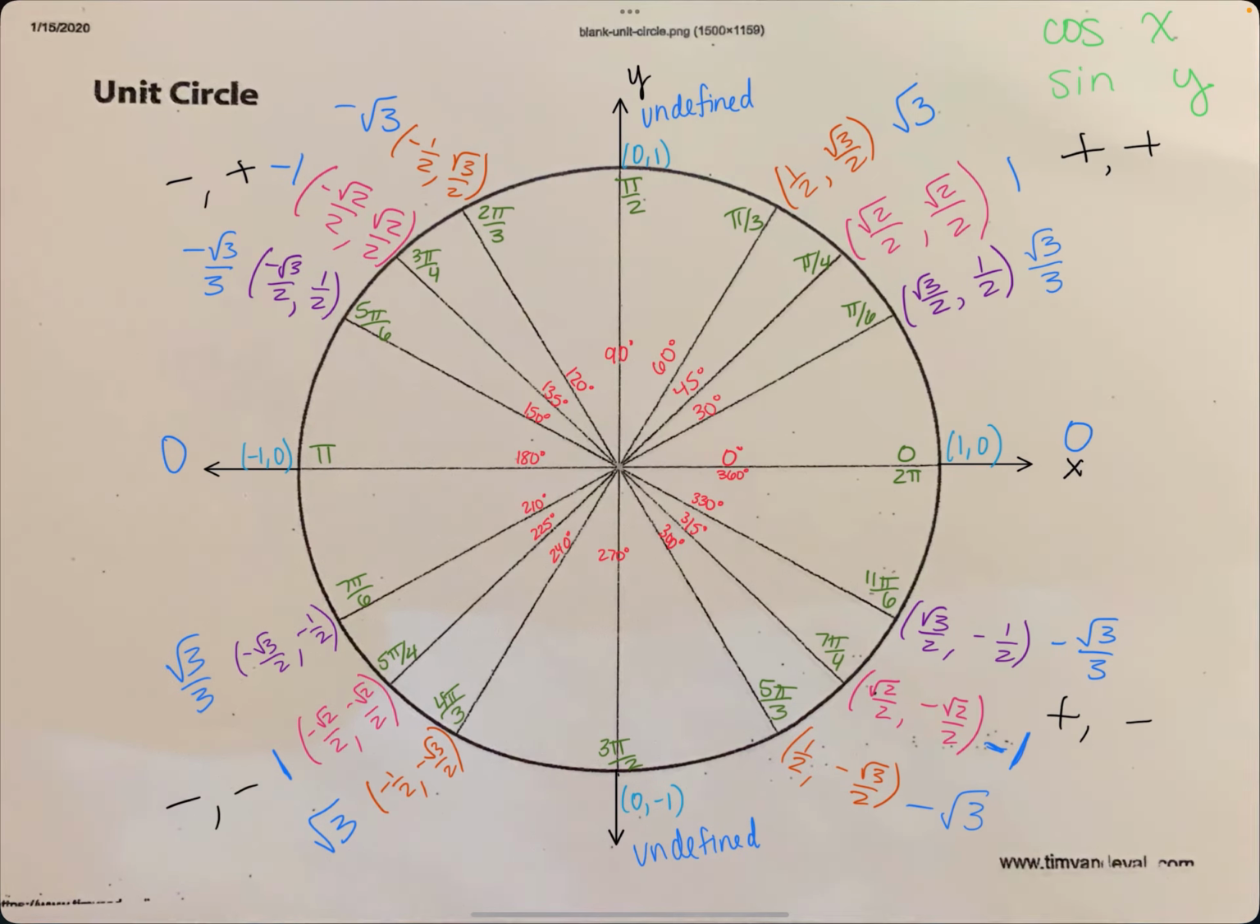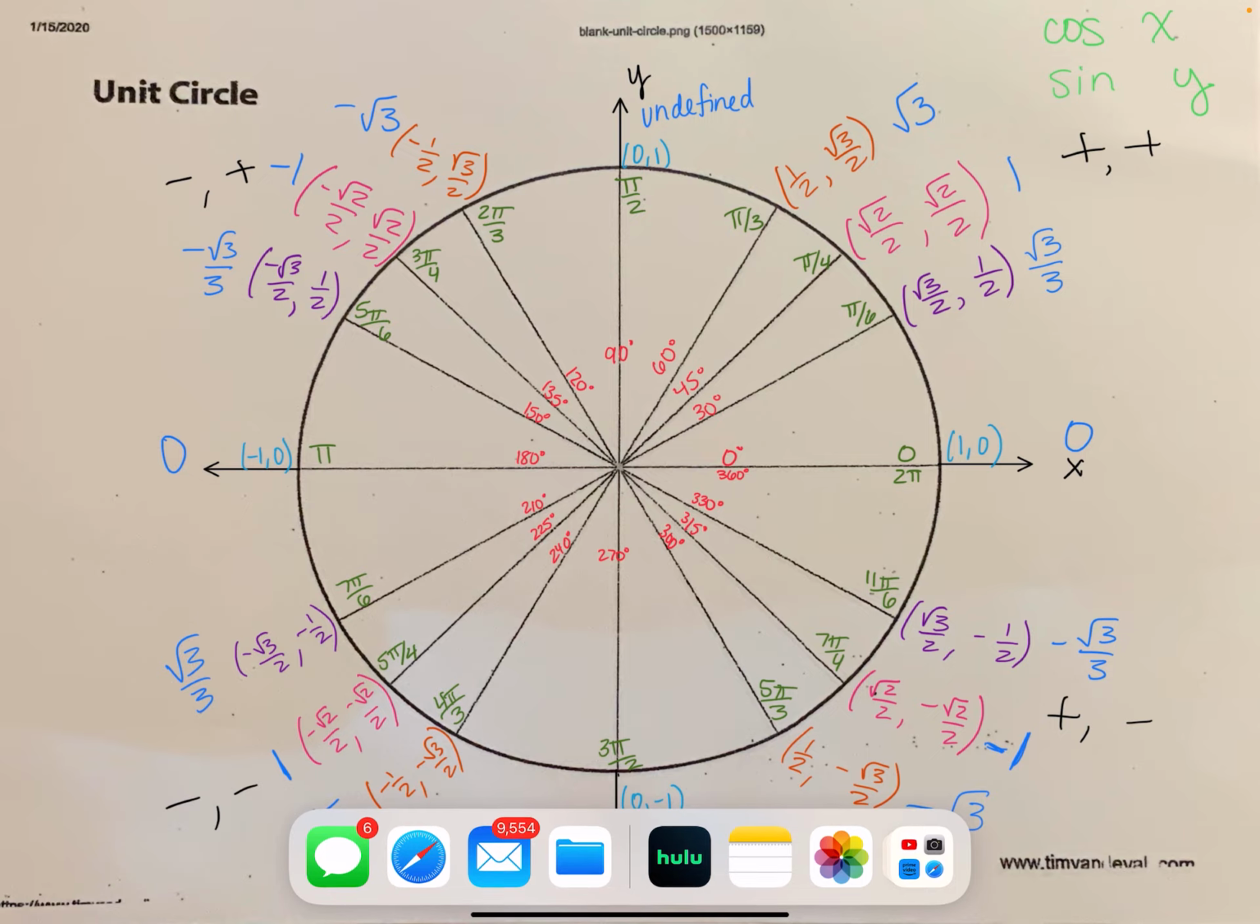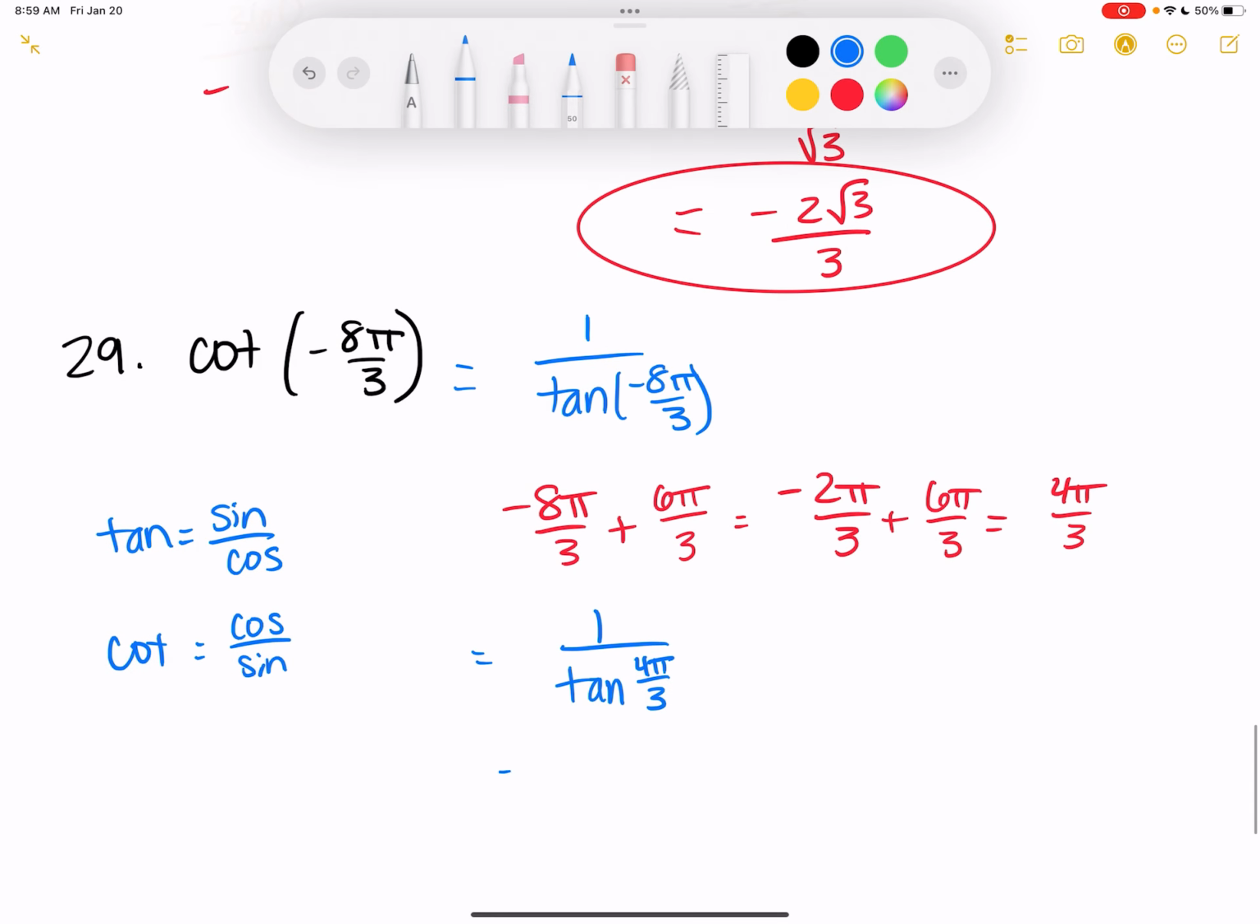So the tangent of 4 pi over 3 is down here, and it is the square root of 3. So this is going to be equal to 1 over the square root of 3, but that's a problem. We have to multiply by the square root of 3 over square root of 3, which gives you square root of 3 over 3 for your answer.